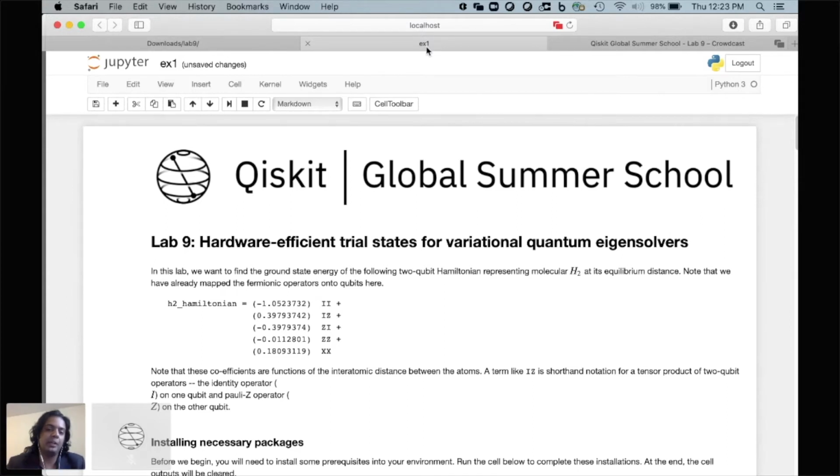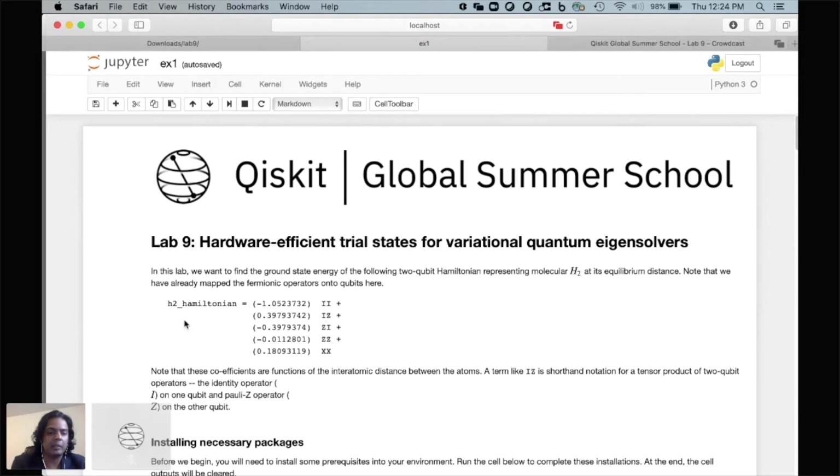So in particular, we're going to focus on this hardware efficient family of trial states for variational quantum eigensolvers and try and work through some of the building blocks, if I may, for using this in a variational quantum eigensolver for solving the ground state of a simple fermionic Hamiltonian.